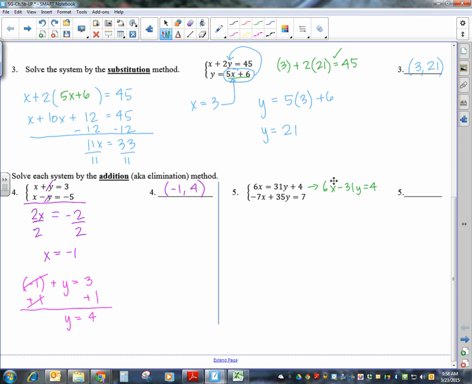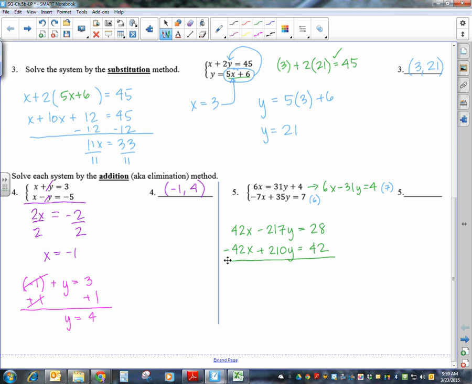So I'm going to have to multiply this one by 7. So we're going to multiply this one by 7 and this one by 6. And let's see what we get. So when I multiply that by 7, 7 times 6 is 42x. 7 times 31 is 217y. 7 times 4 is 28. 7 times 6 is negative 42x. 35 times 6 is 210. And 7 times 6 is 42.